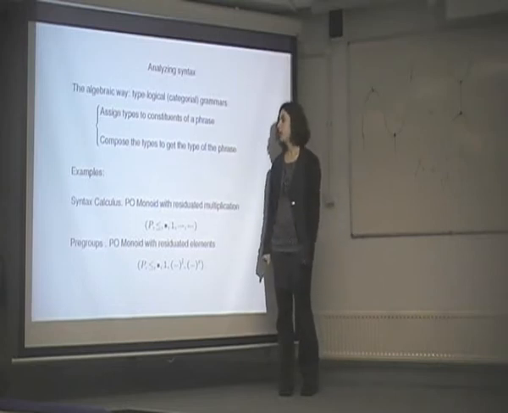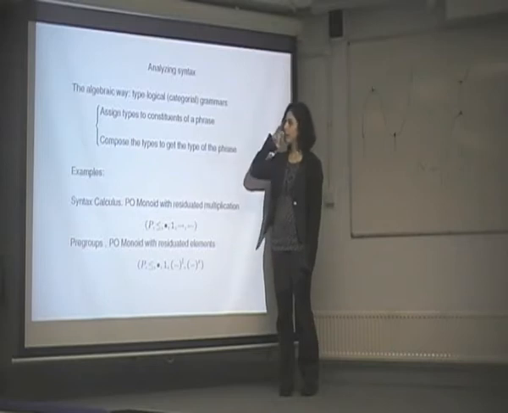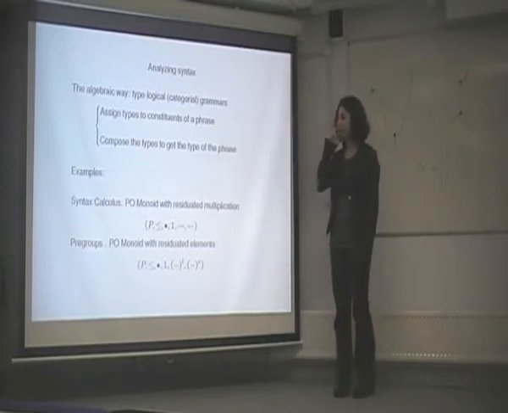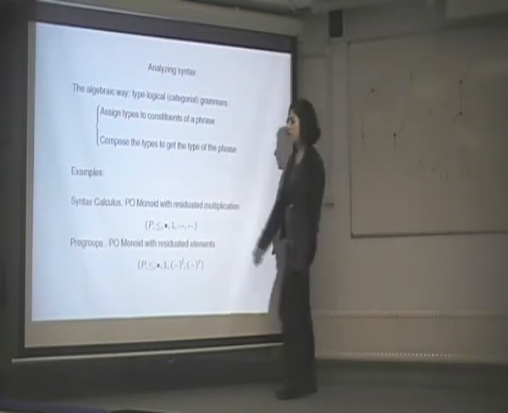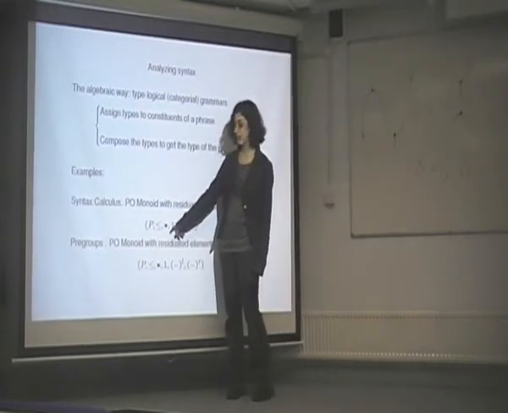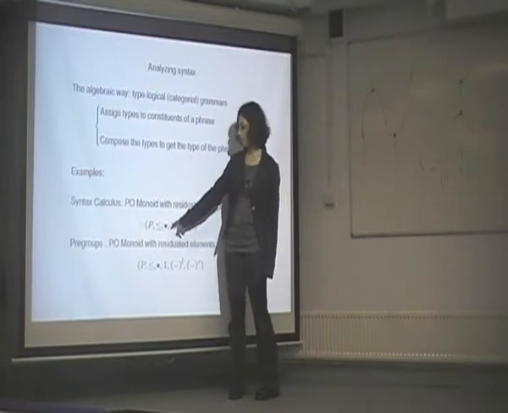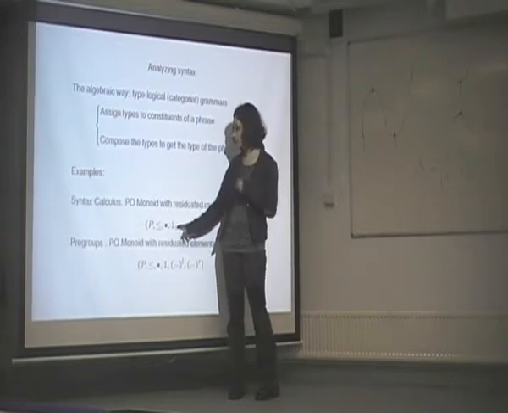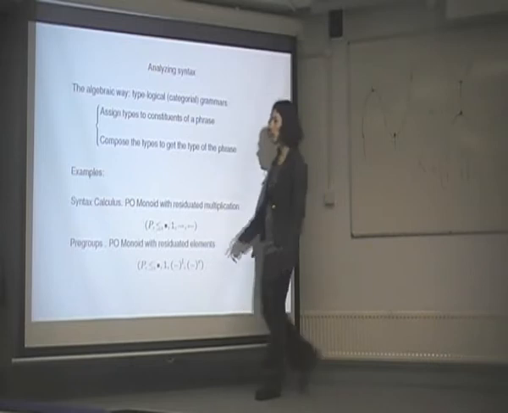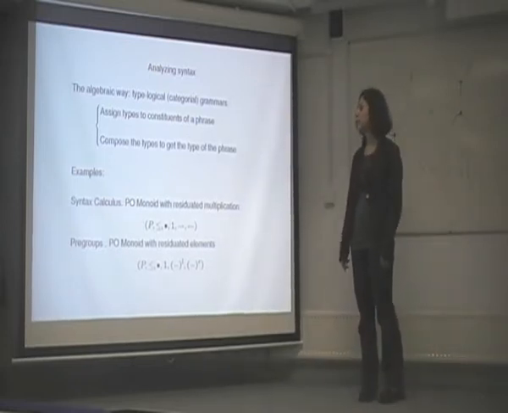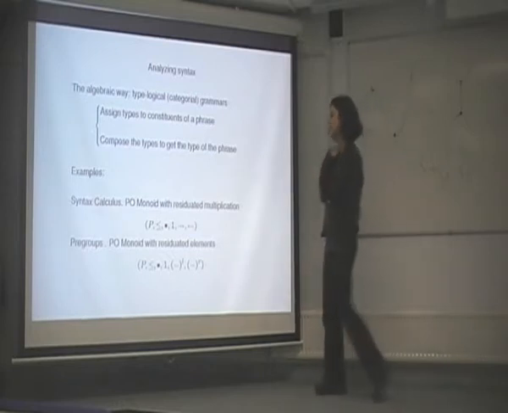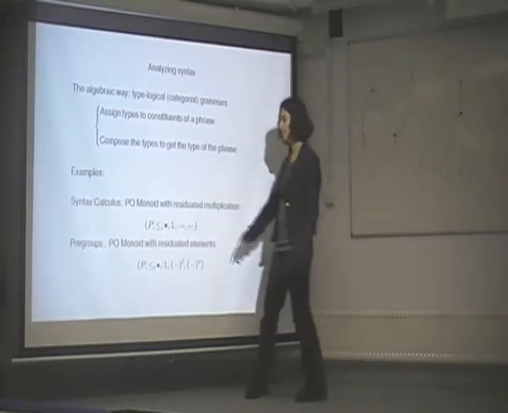and things like that. So examples of these algebras is the syntax calculus of Lambek, introduced in 58, which is a partially ordered monoid where the multiplication is residuated. So because it's non-commutative, it has a left and a right adjoint. So if this monoid is a complete lattice, then you get the adjoints for free.